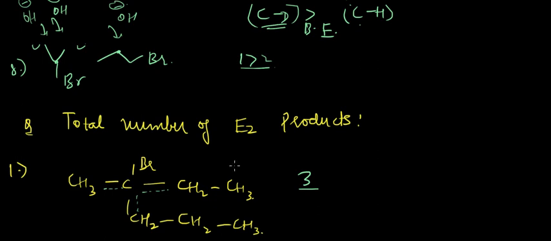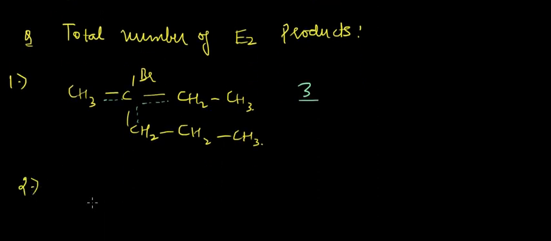Let's look at this compound. Something like this, we have Br here. So what is the total number of products which can be formed here? Obviously one double bond can be here, one can be here, and another can be here. So the total number is 3 again.